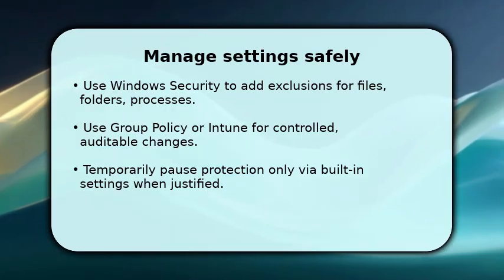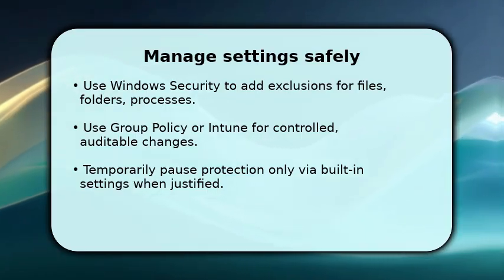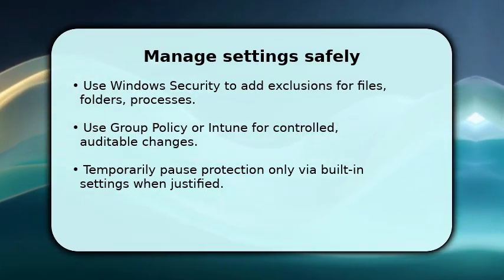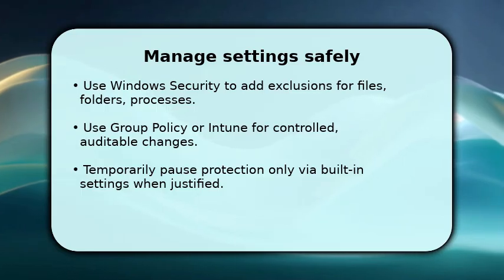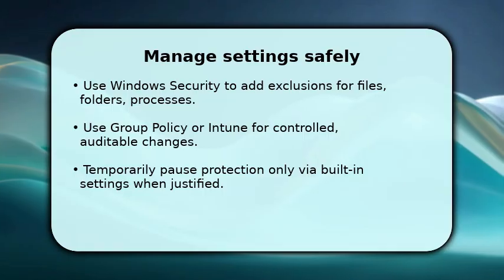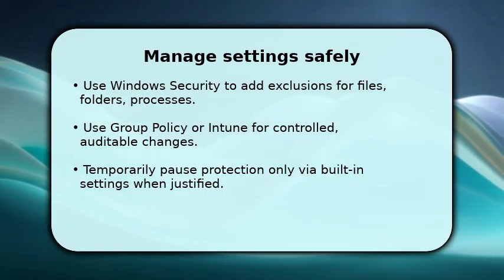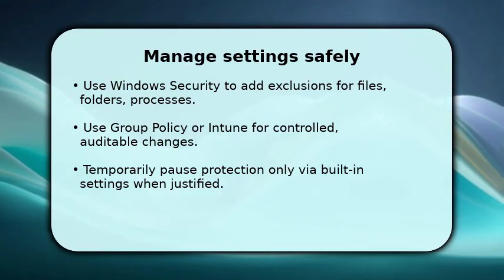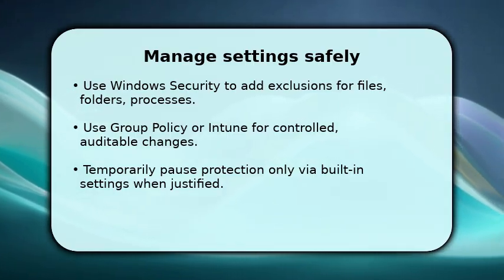You can add exclusions for specific files or folders so trusted tools run without interference. This preserves overall protection. For organizations, use group policy or Intune to apply consistent, auditable policies instead of per machine disabling. Make sure to document the reason, scope, and duration.